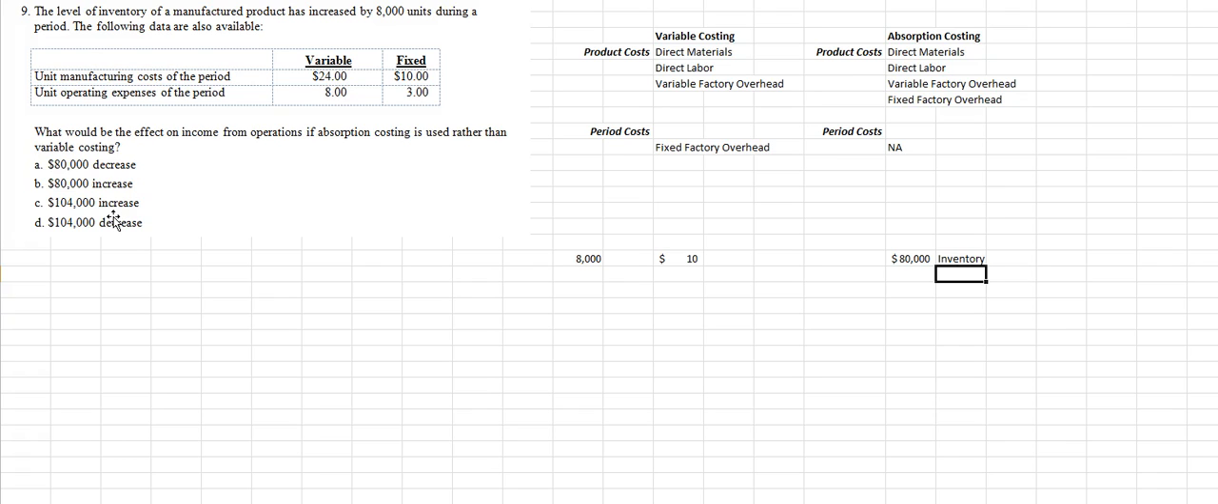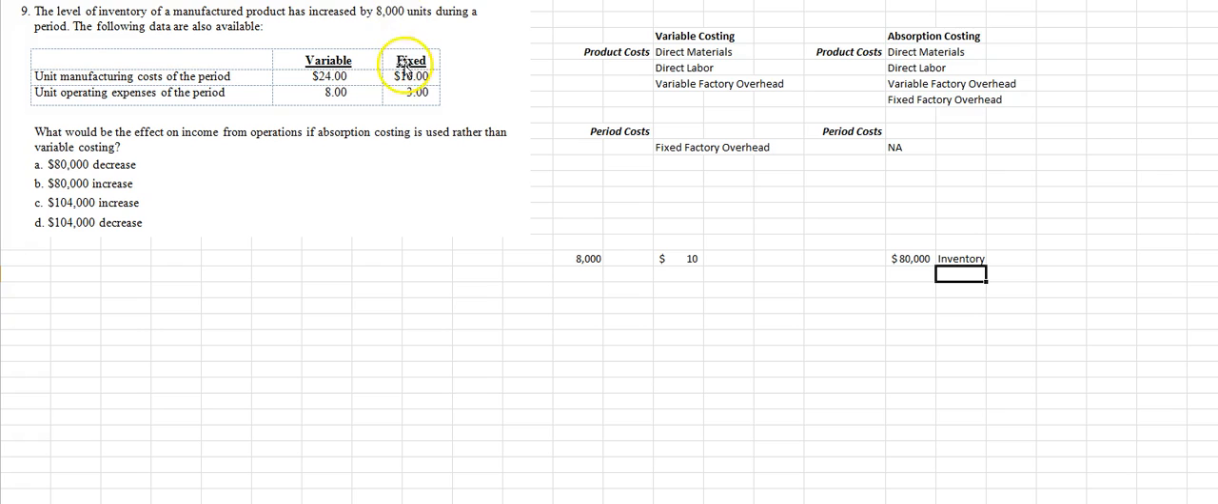So I really want you to understand the whole logic behind all of this. But if you don't understand the whole logic and if you panic in the test, just remember, this is the only data that's truly important for you. Fixed at $10. There's an increase of 8,000. So that's $80,000 difference between one and the other.